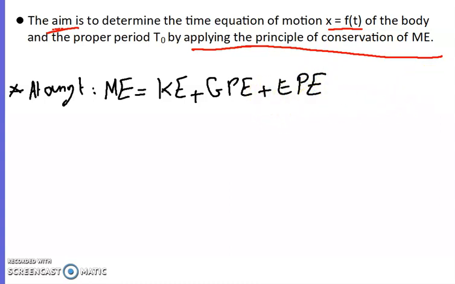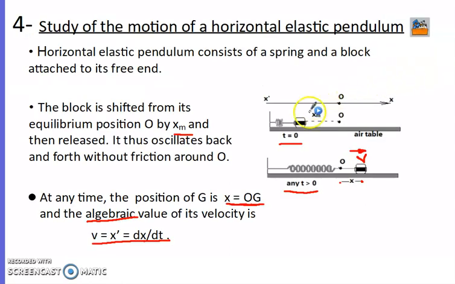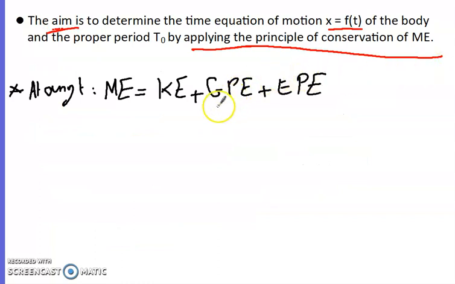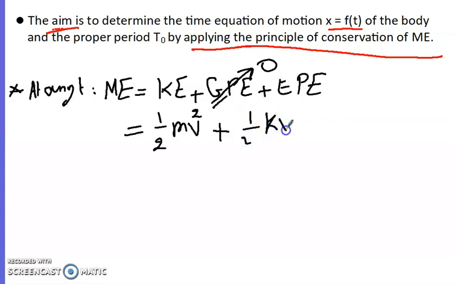Okay? Now if we consider the block, as we always do, as a particle, and if we take the horizontal table as a reference for potential energy, then GPE is always 0. And since the block is in motion, its kinetic energy is half mv squared plus EP of the spring, because our system consists of the pendulum and earth. So half k x squared, at any time. Don't forget that speed v is the derivative of x, time derivative. That's why we write dx over dt, which means the derivative of x with respect to time.